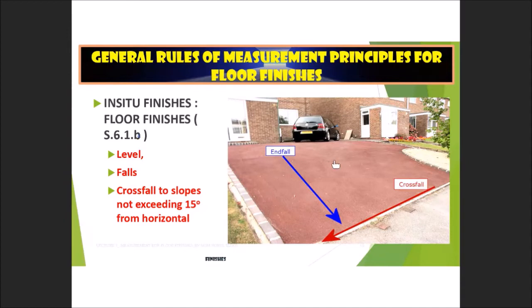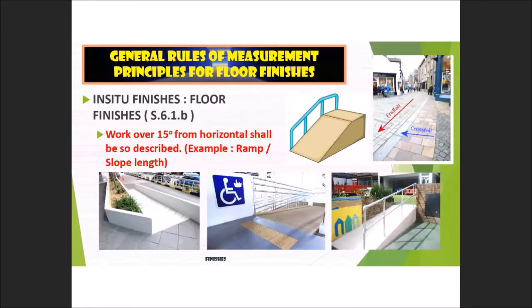The right hand side photo is just to make sure that you understand the word cross fall and the word end fall. This is normally something that you can see outside the building. Outside the building, you can see this is actually the road. If you have the parking area outside, if they are sloping, this is known as end fall. This is the cross fall. As long as it is not exceeding 15 degrees, this is supposed to be S.6.1a.